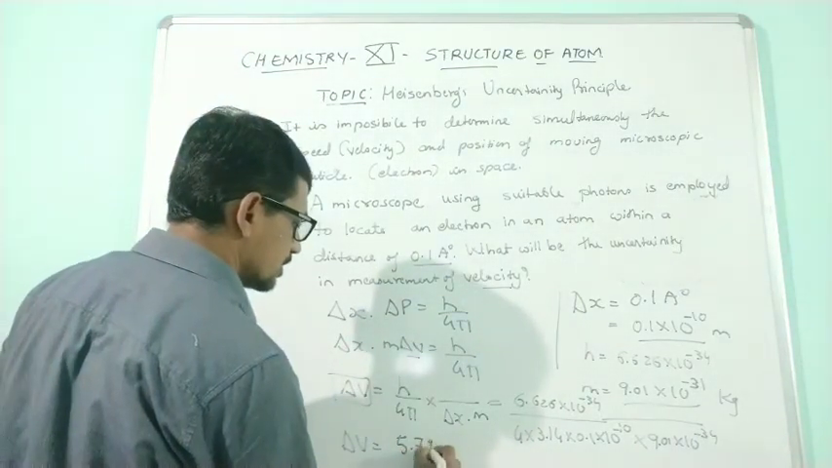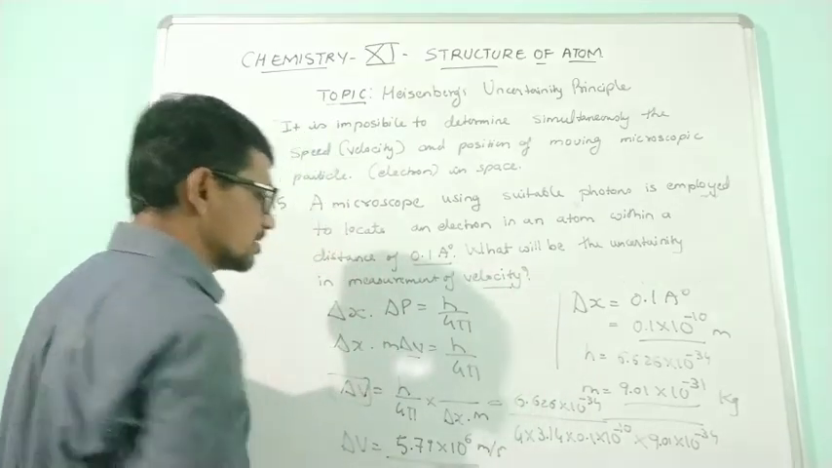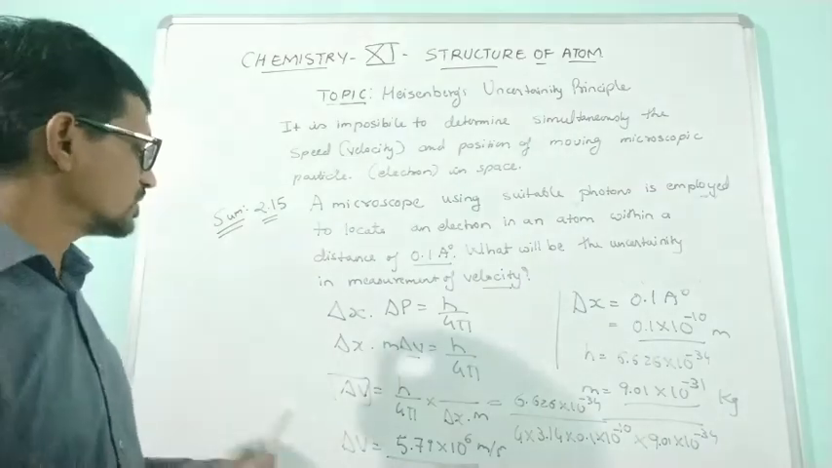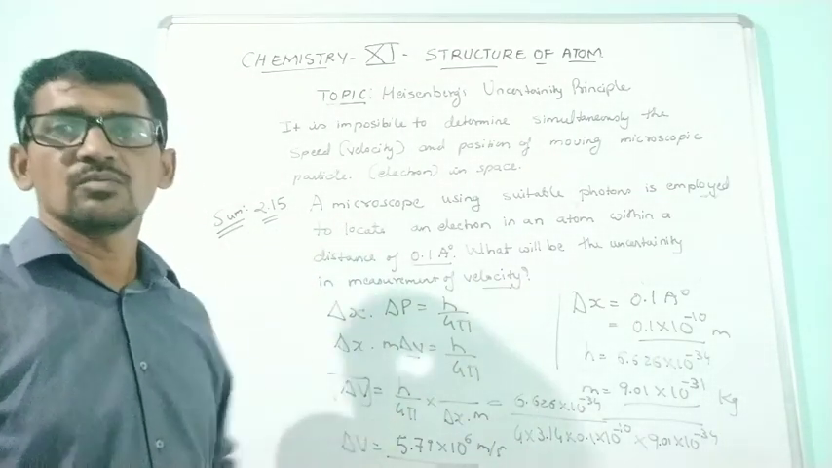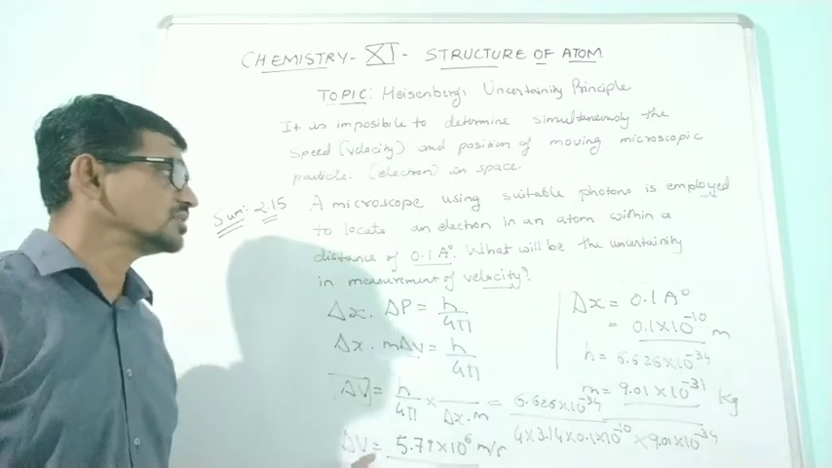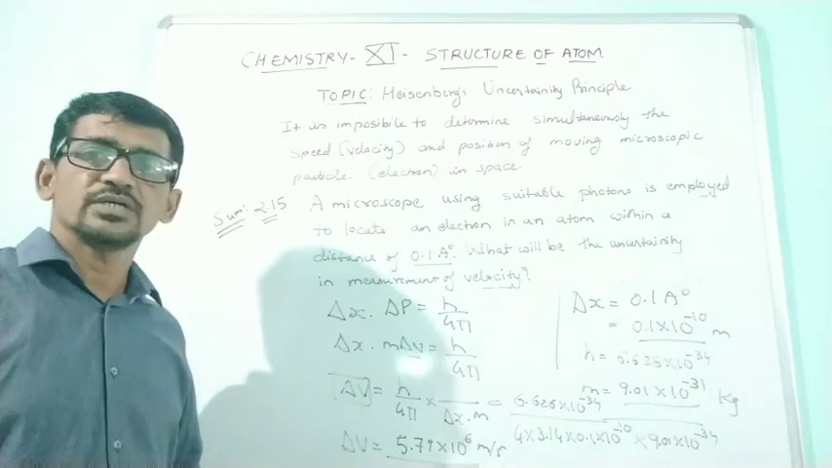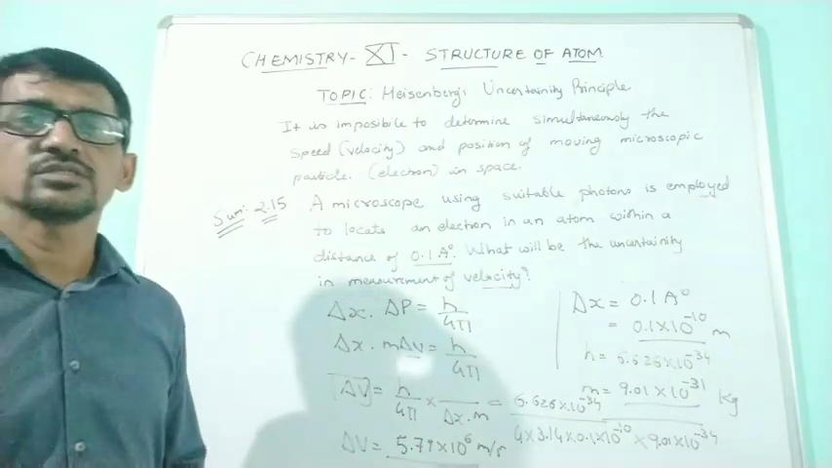So 5.79 into 10 raised to 6 meter per second means this much error will come in the velocity, or the change in velocity we will observe, which will alter the change in momentum. So the uncertainty value is approximately 10 raised to 6 meter per second.